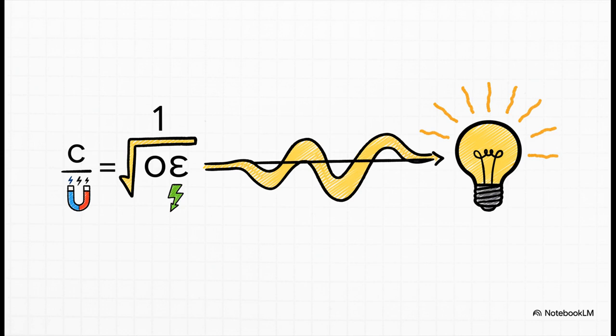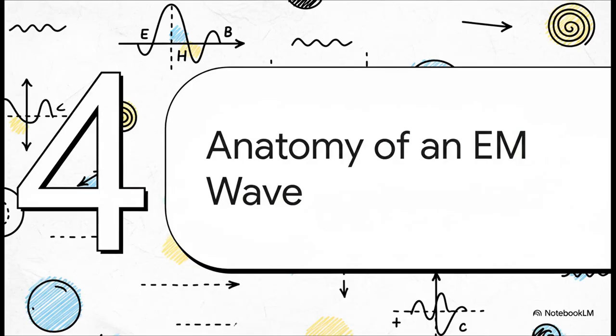That was the exact experimentally measured speed of light. It couldn't be a coincidence. Light itself is an electromagnetic wave. All right, so that's the theory. And it's amazing. But for your NEET exam, you've got to know the nitty-gritty, the specific properties, the formulas that describe these waves. So let's break down the practical details that you're actually going to be tested on.